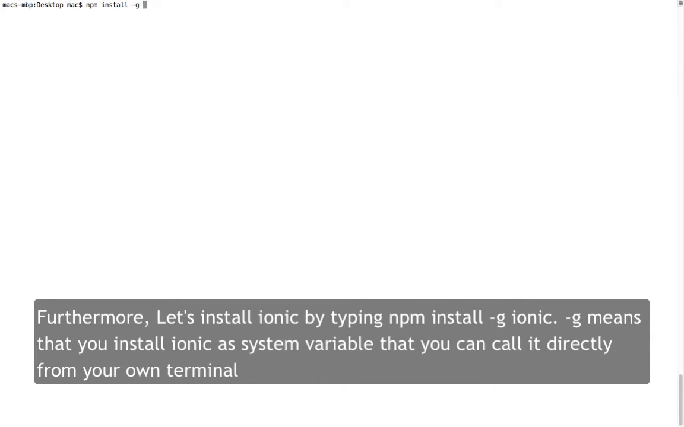Furthermore, let's install Ionic by typing npm install -g ionic. -g means that you install Ionic globally, so you can call it directly from your terminal. I have installed Ionic in a previous session, so I skip this one.